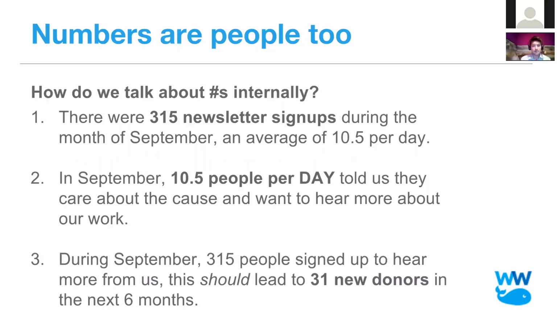There were 315 newsletter signups during the month of September, an average of 10.5 per day. Okay, those are data. In September, 10.5 people per day told us they care about the cause and they want to hear more about our work. Same data, reported a little differently. Finally, during September, 315 people signed up to hear more from us. This should lead to 31 new donors in the next 6 months.